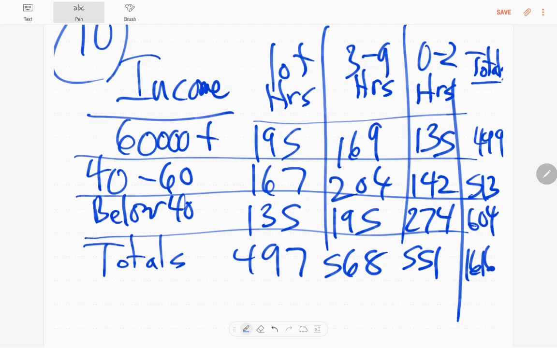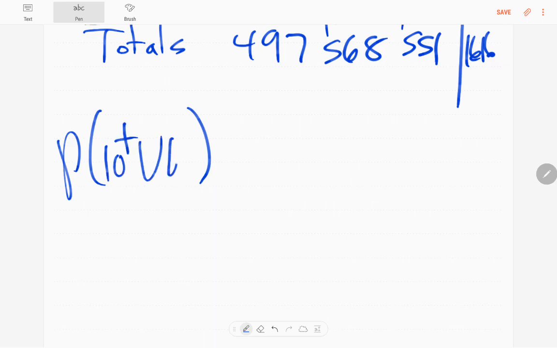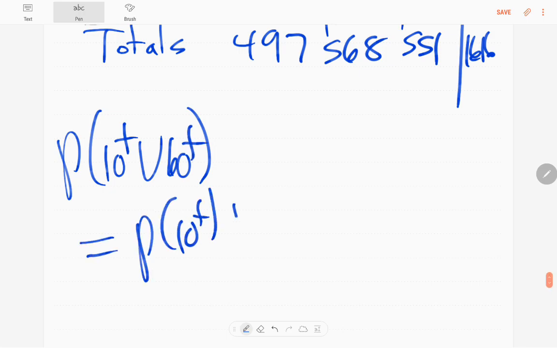Okay, so the question is, what is the probability that a randomly selected consumer either spends 10 plus hours per month shopping on the internet or has an annual income above $60,000? So we see that either or expression, and remember, or corresponds to union. So we probably want to use that formula that we just used in the last problem. Well, let me make up some nice convenient notation. So they either spend 10 plus hours per month shopping, or they have an annual income of 60,000 or more. So let's use the formula.